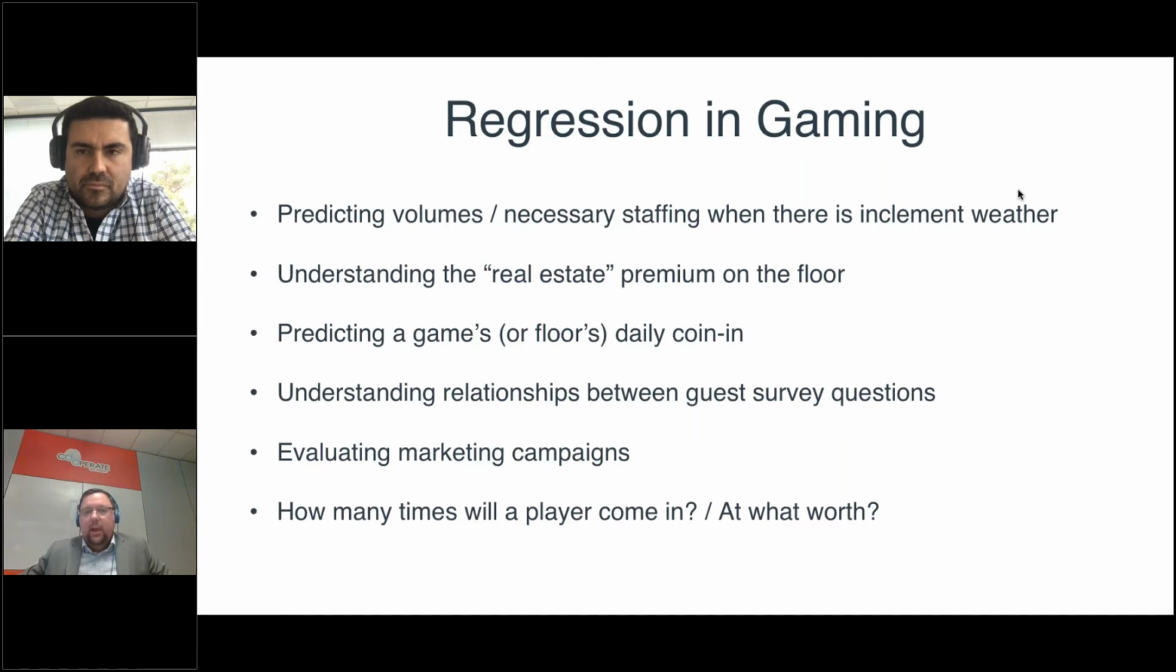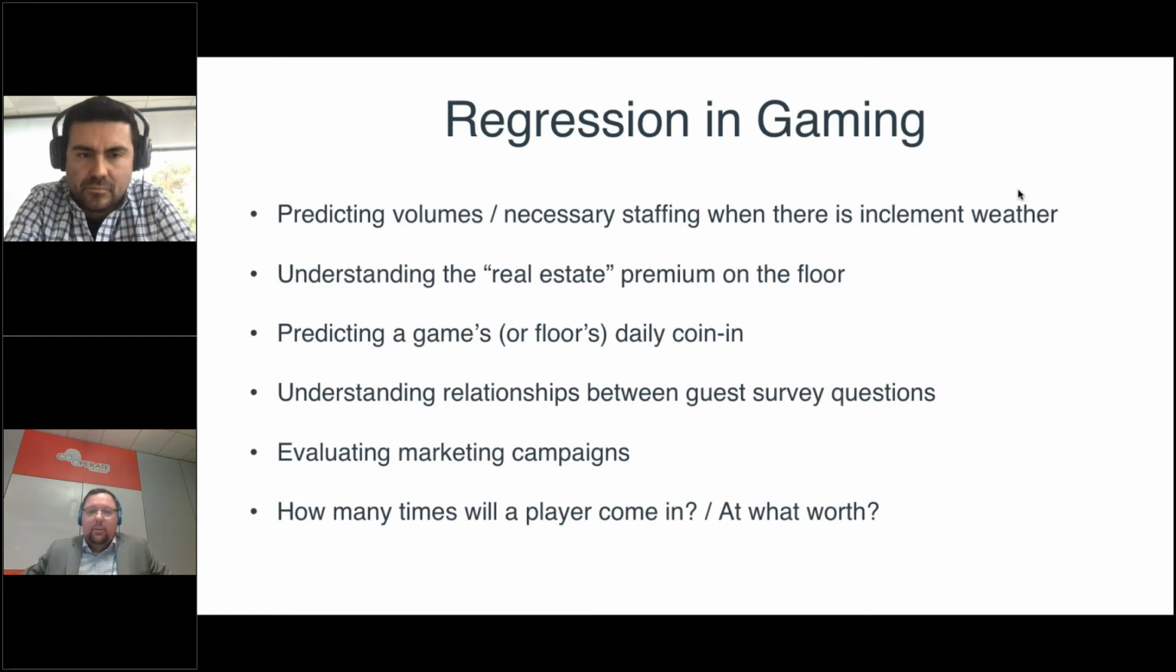So, for example, you might want to understand not what's the impact of number of rooms in the house on the housing price, but what's the impact of inclement weather on visitation at your property, right?